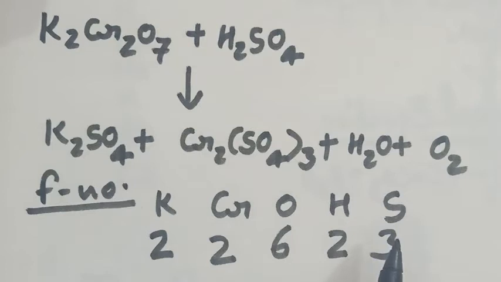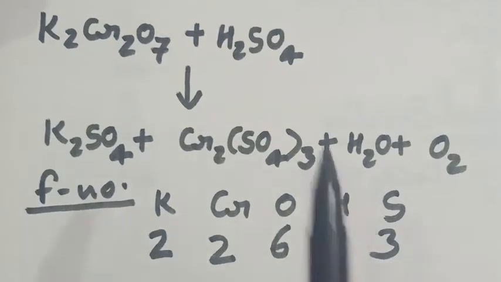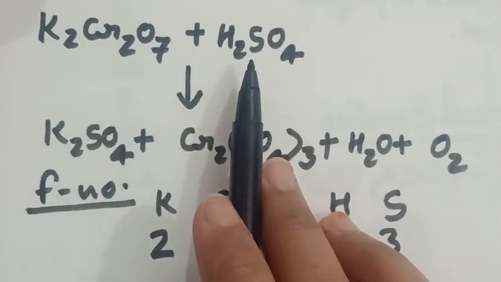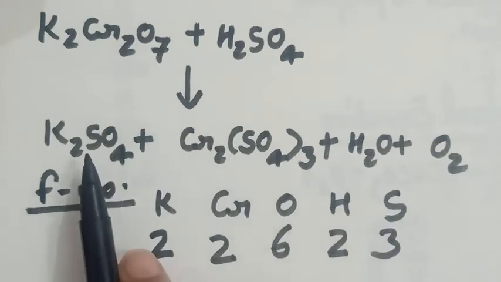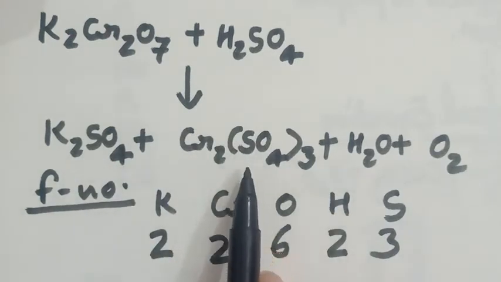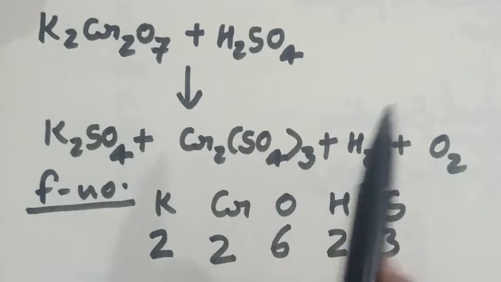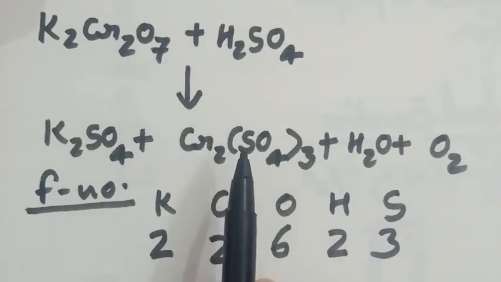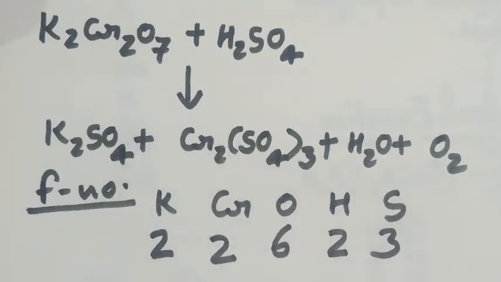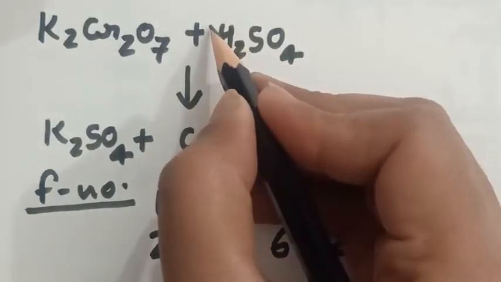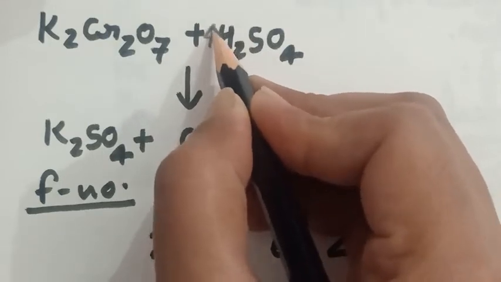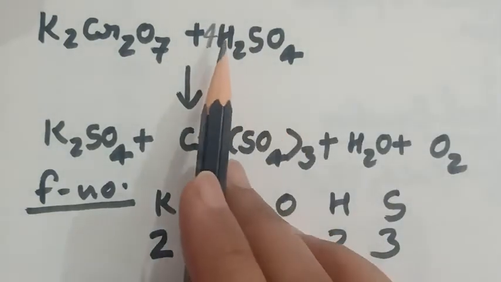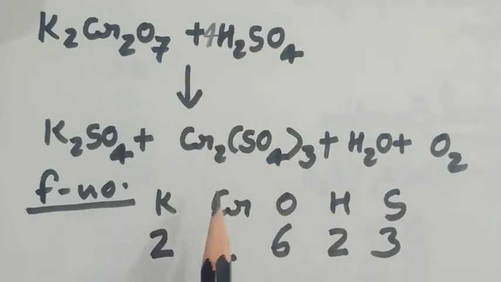How many sulfur are there? 1. And how many are there on the other side? 1, then 2, 3, 4. It means the reactant side has 1 sulfur and the product side has 4 sulfur. So now student, we have to multiply on the reactant side this H2SO4 by 4. Now the sulfur is balanced.